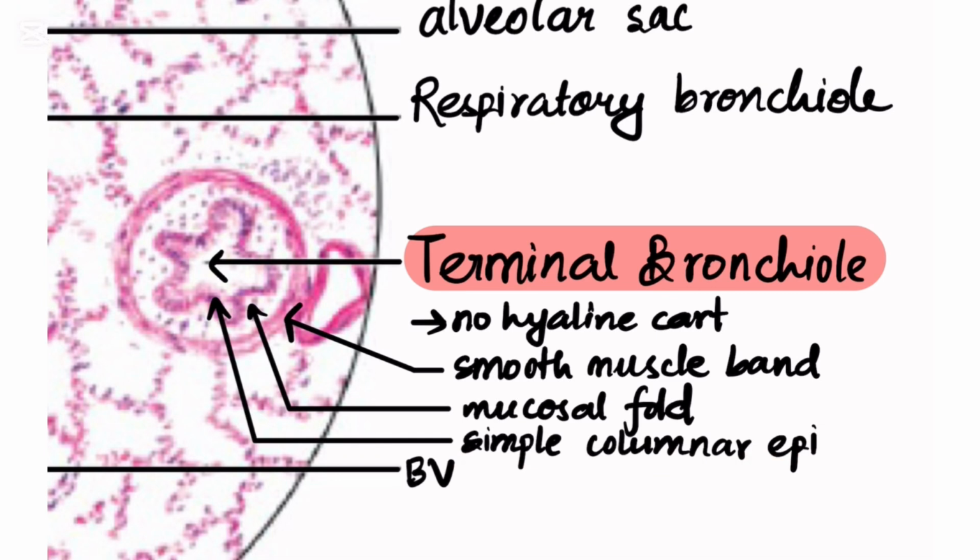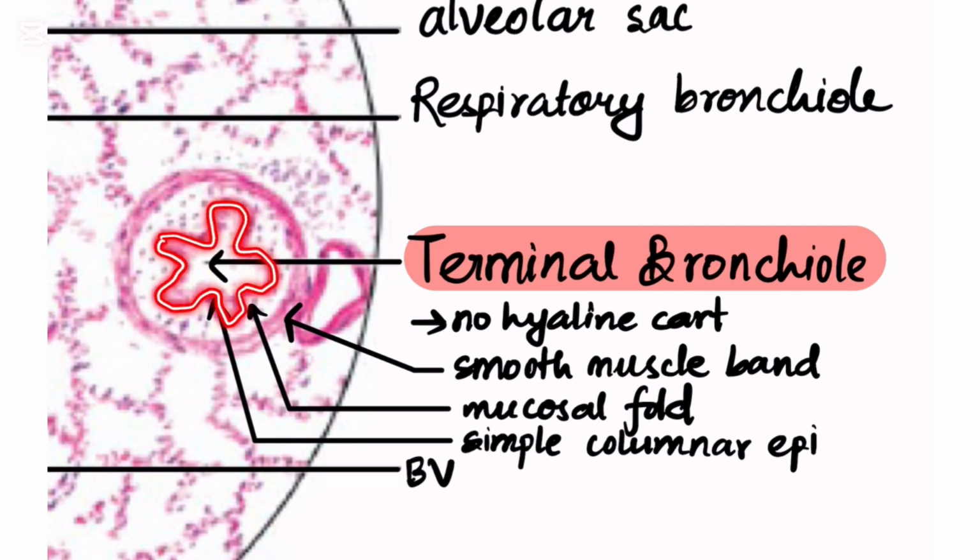Below epithelial mucosa, there is lamina propria, and outside lamina propria, there is a continuous band of smooth muscle. Now, this band of smooth muscle pulls part of lamina propria and mucosa. As a result, these mucosal folds are formed.